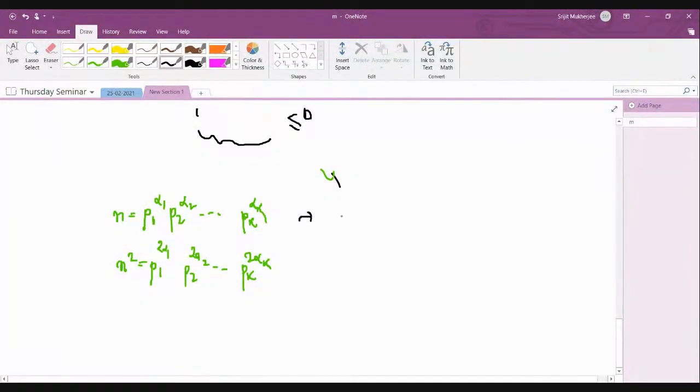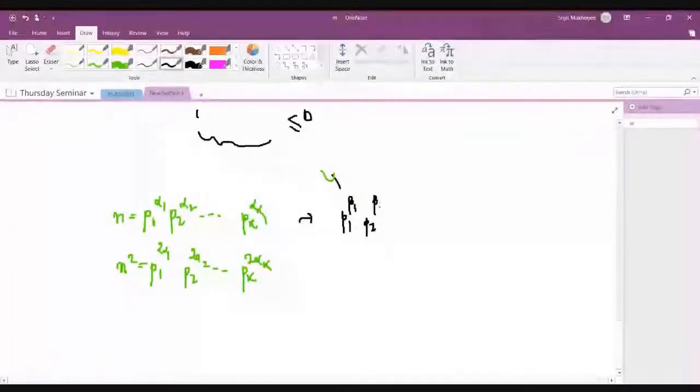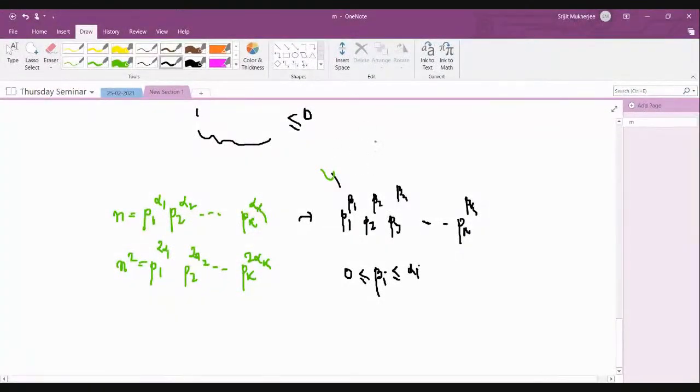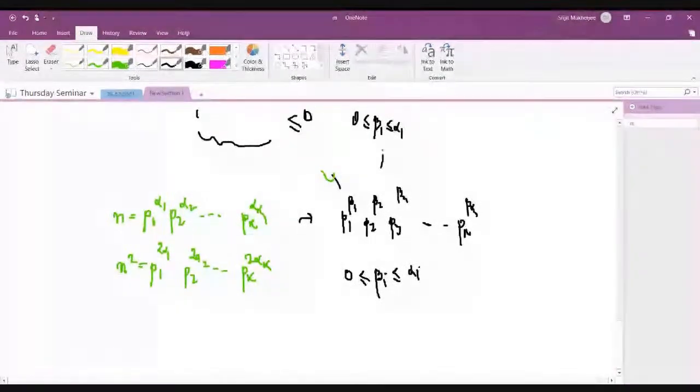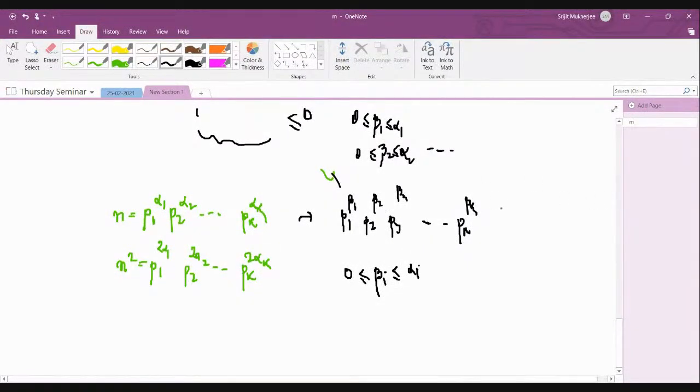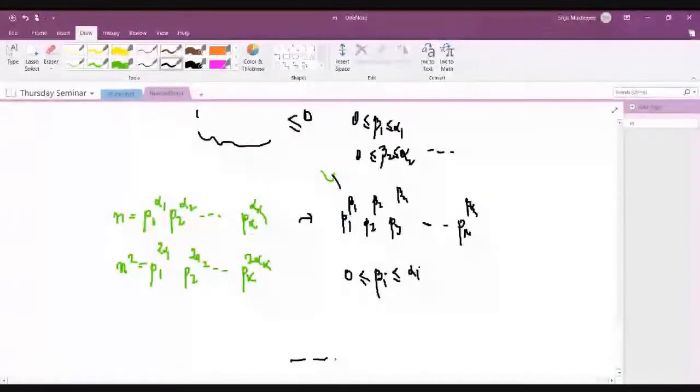Any divisor of n is of the form p1 to the power beta 1, p2 to the power beta 2, p3 to the power beta 3, dot dot dot, pk to the power beta k, where each beta i is less than or equal to alpha i and greater than or equal to 0. That is, beta 1 is at most alpha 1 and at least 0, beta 2 is at most alpha 2 and at least 0, and it continues like this. So there are k places.